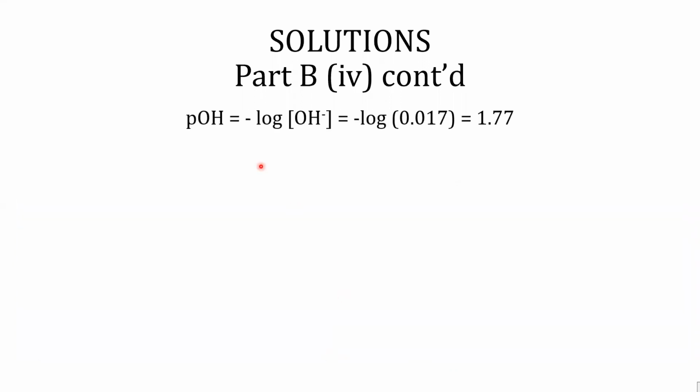The pOH of this solution is found by taking the negative log of OH minus, or negative log of 0.017 molar, which is 1.77. The pH of this solution, after taking 14 minus pOH, is 14 minus 1.77 equals 12.23.